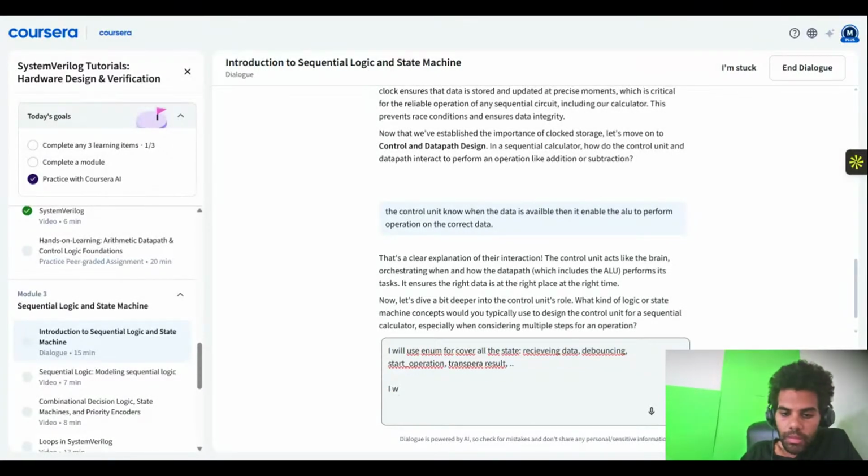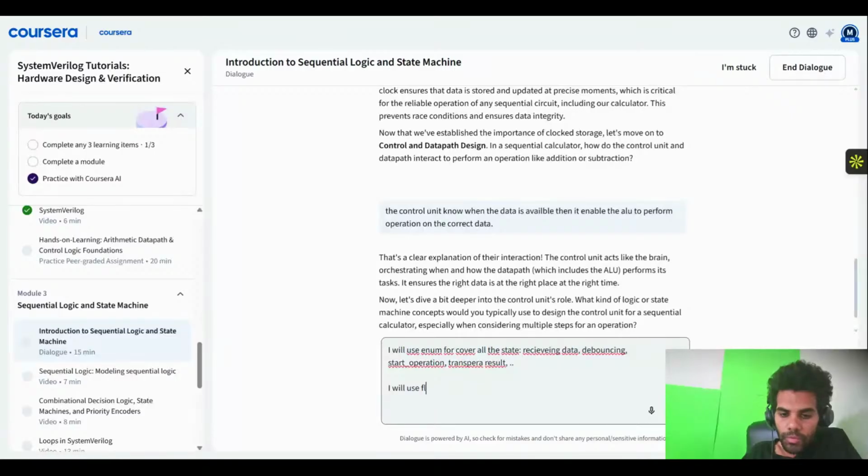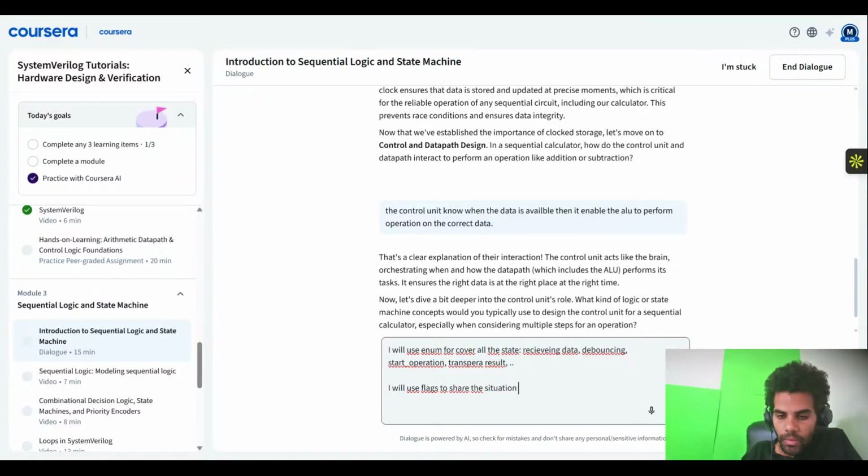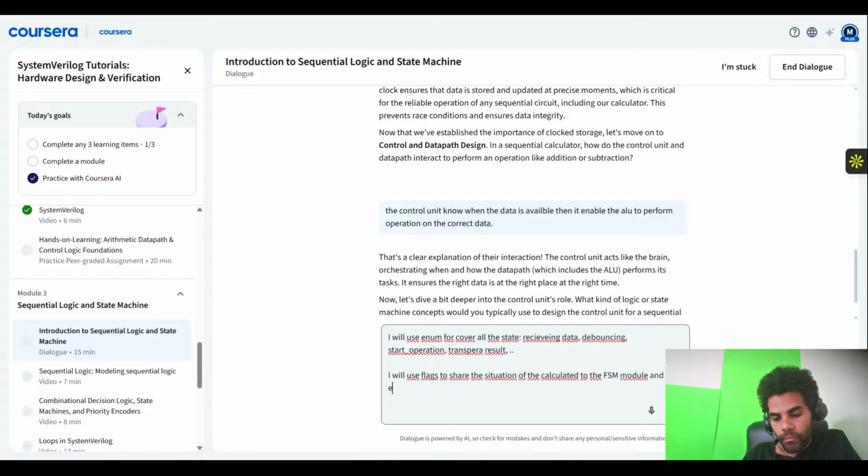Like I will use flags to share the status of the calculator with the finite state machine module, and use enable to control the whole system.